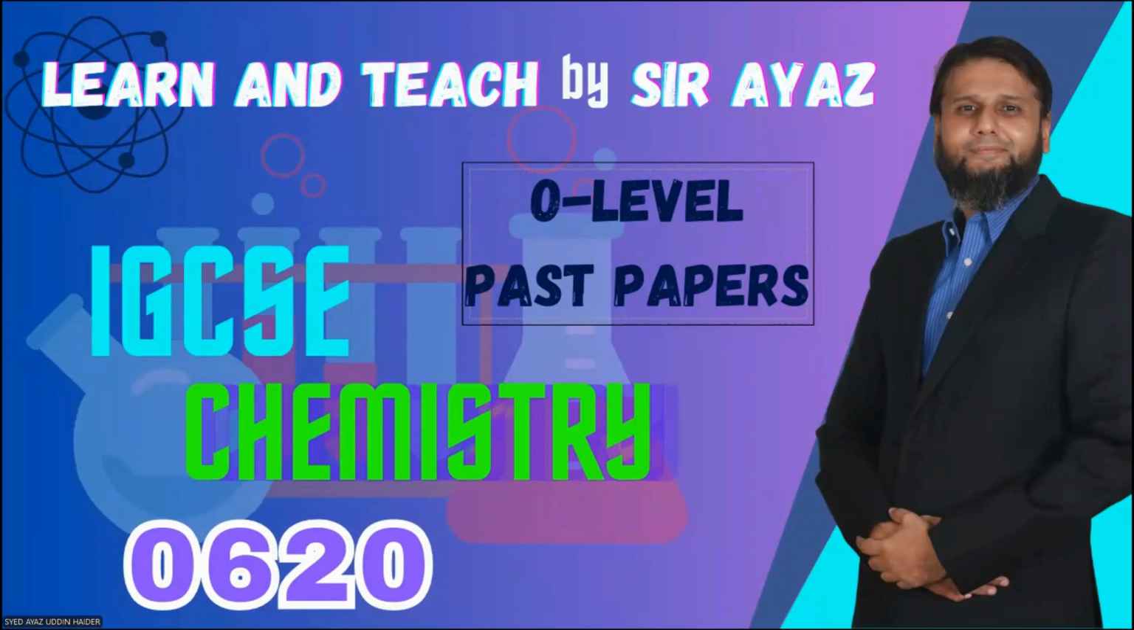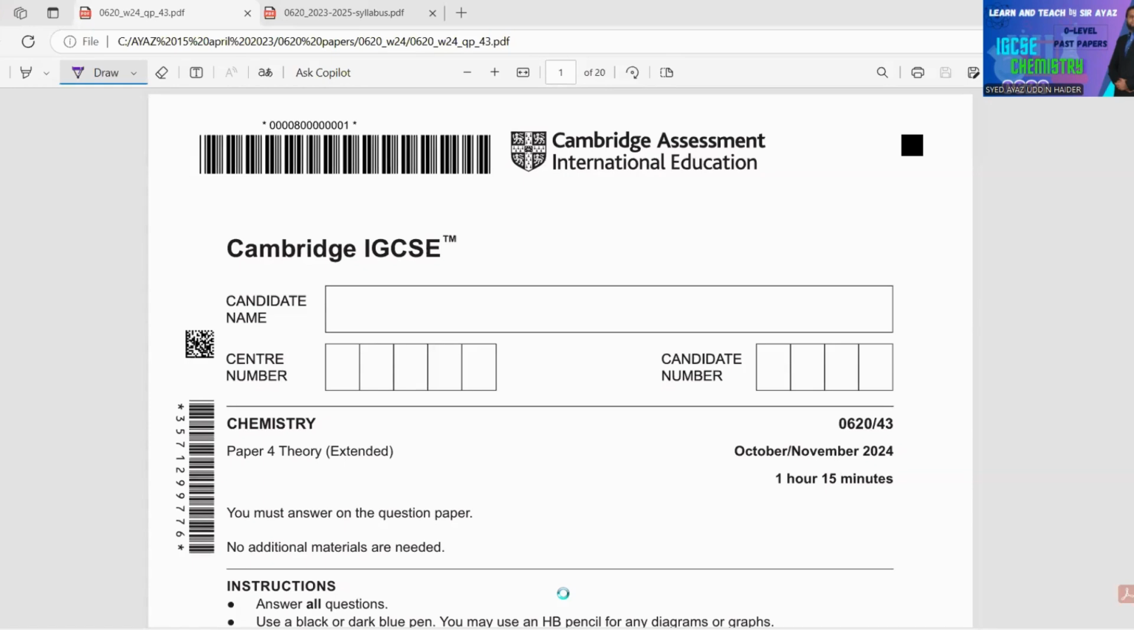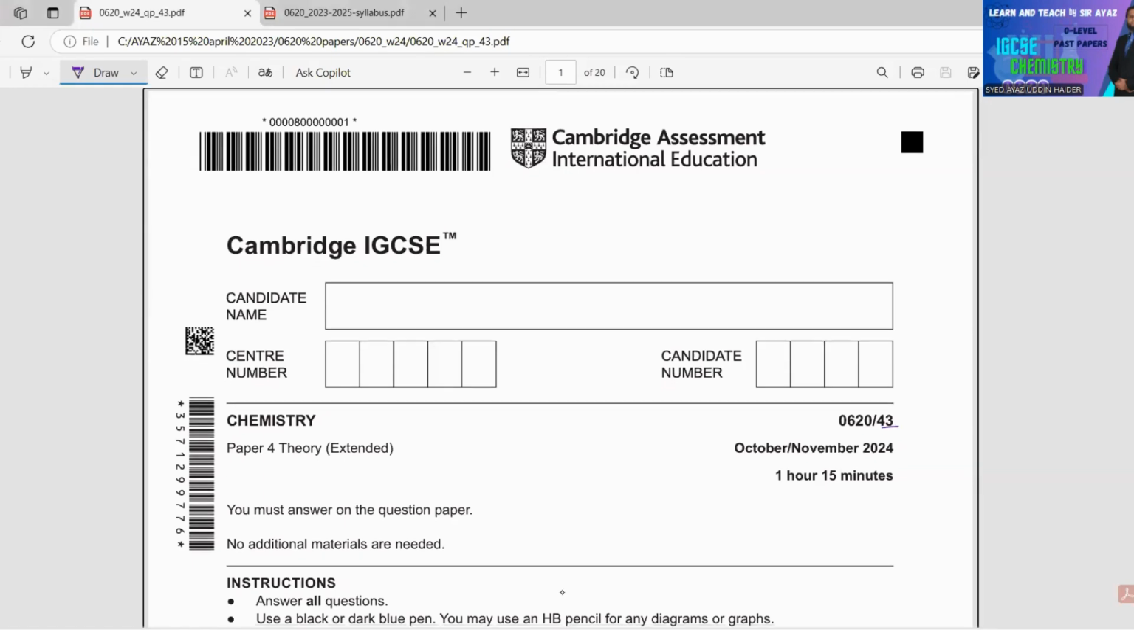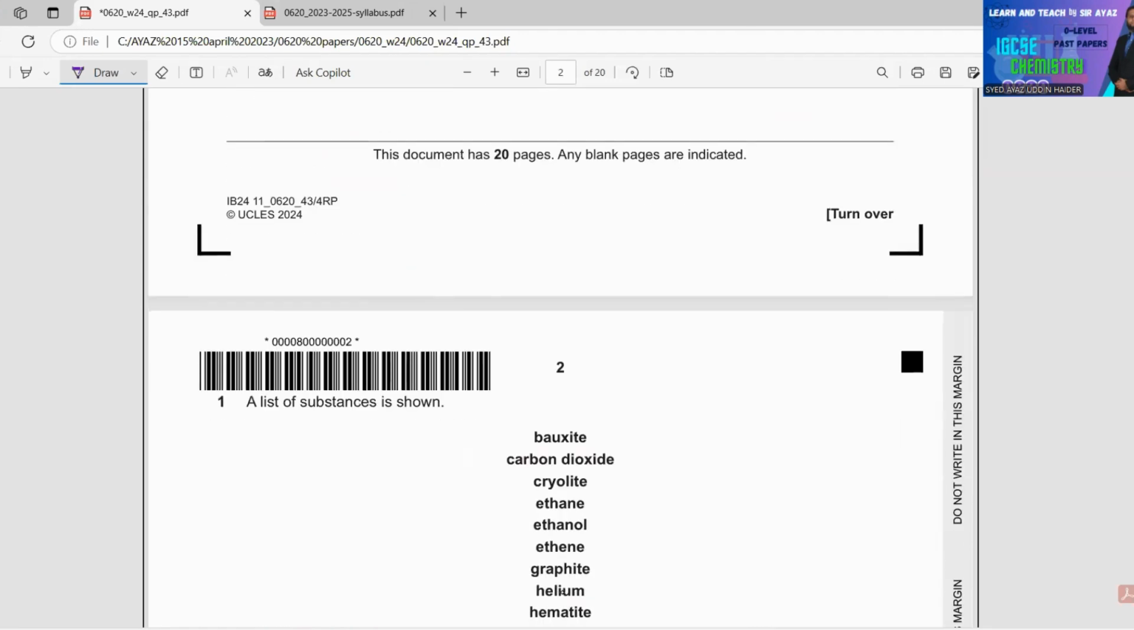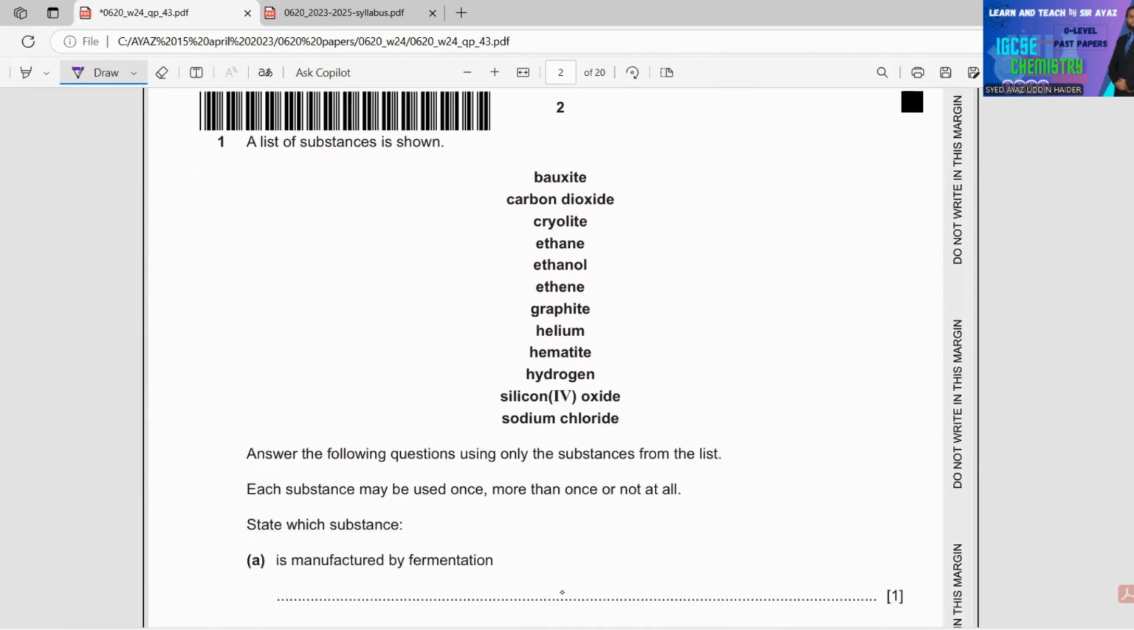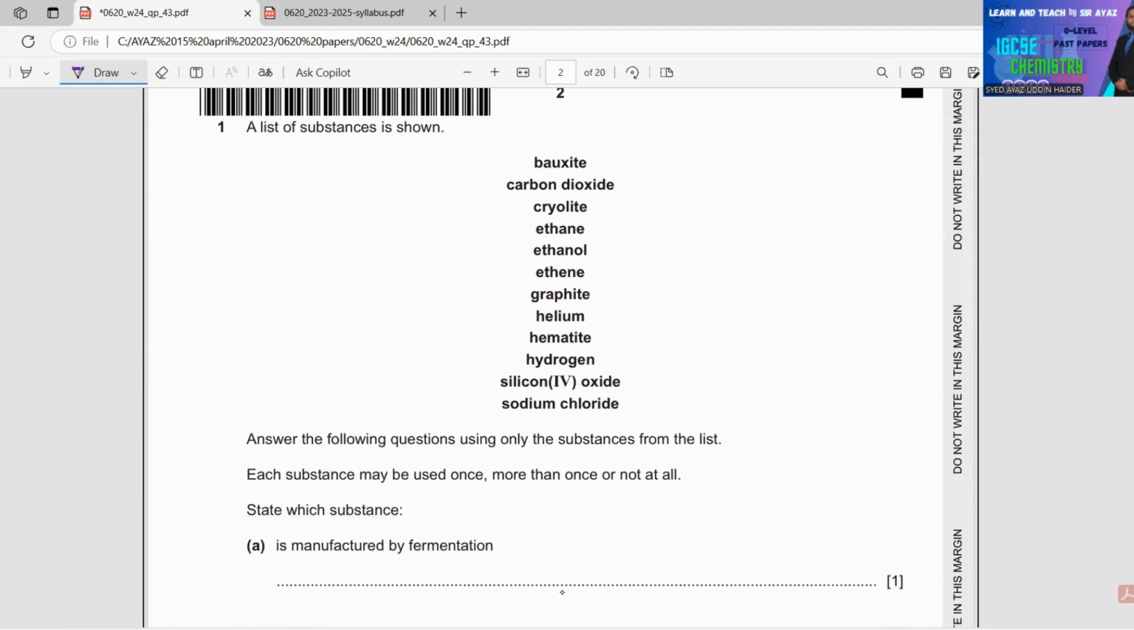So I'm continuing my O-level past paper session and I'm done till 42 for IGCSE. So I will continue for IGCSE and this time I've selected 43. It's of October, November 2024. I'm not going to read the formality, that is time is 1 hour 15 minutes. It's paper 4 theory. You can use calculator, it's 80 marks. Periodic table will be printed in the paper. So let's start with question number 1.